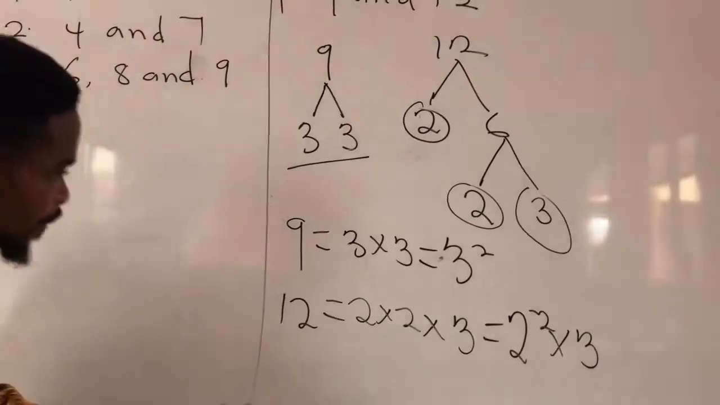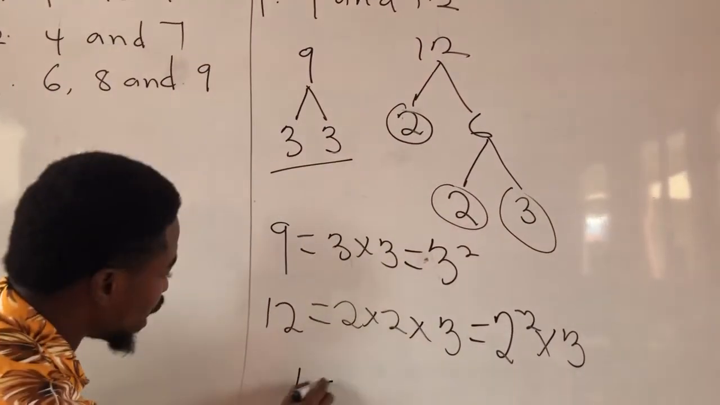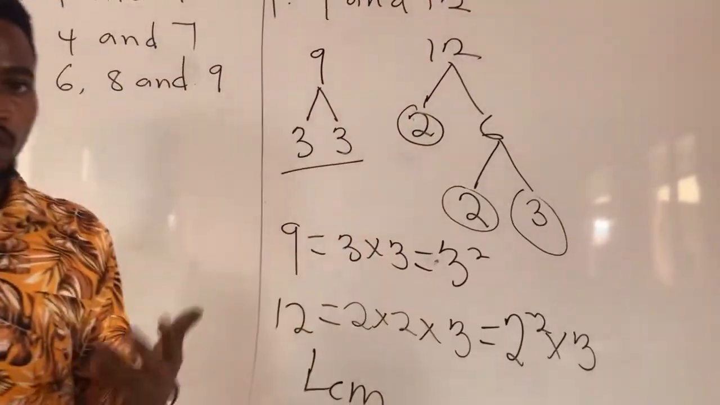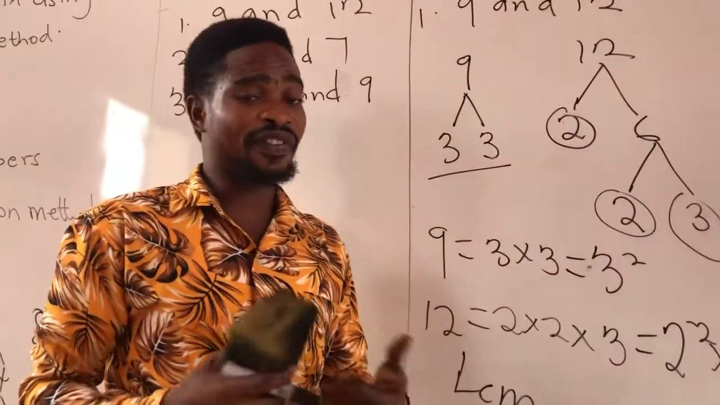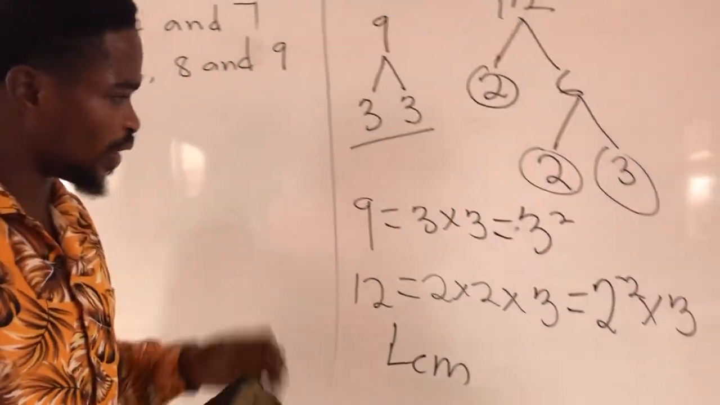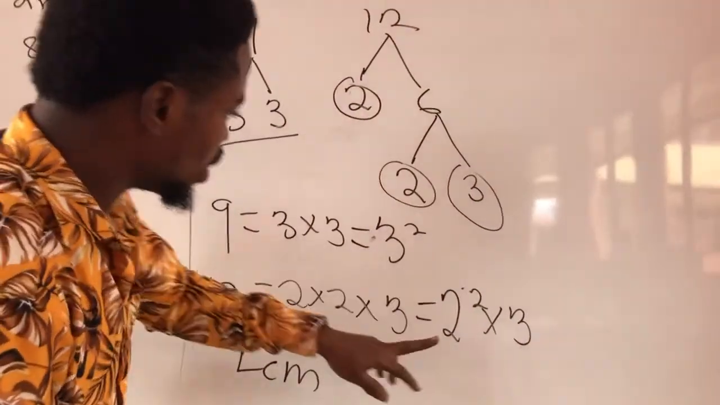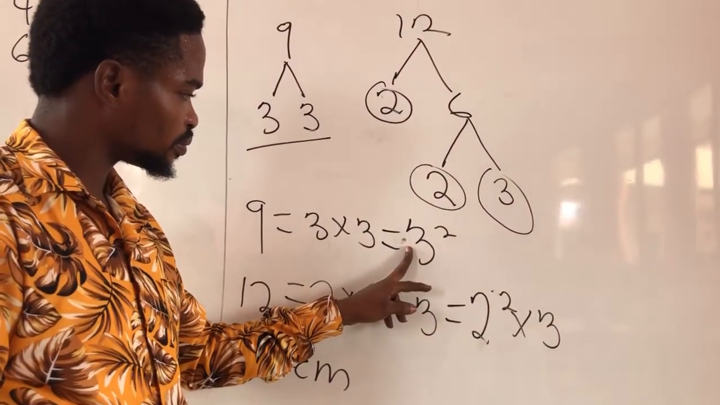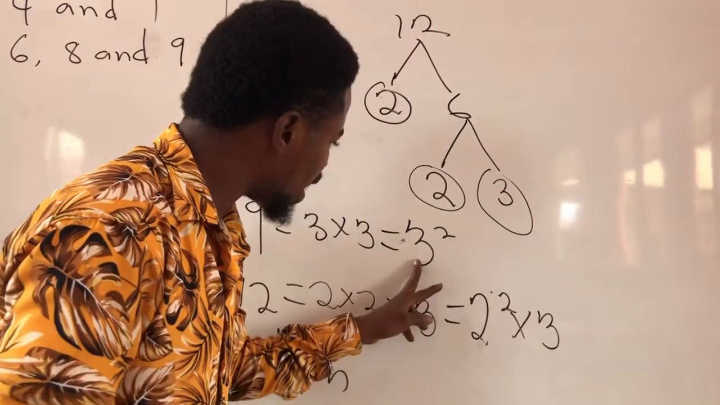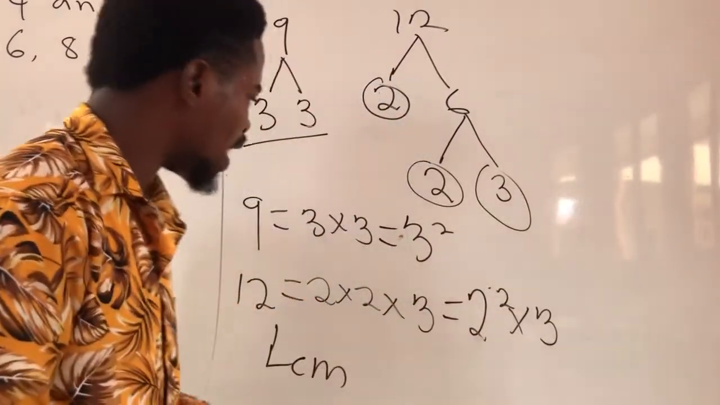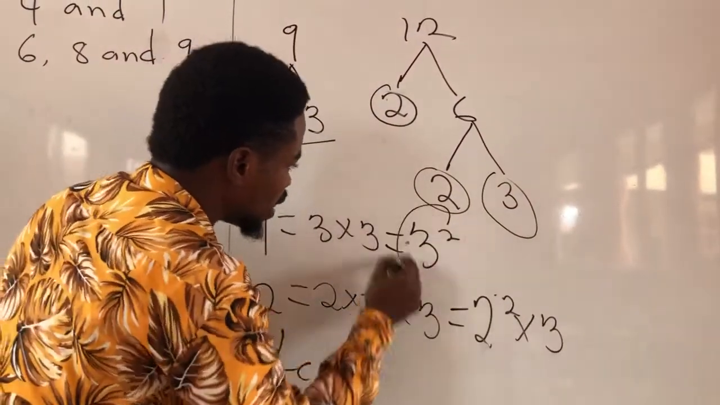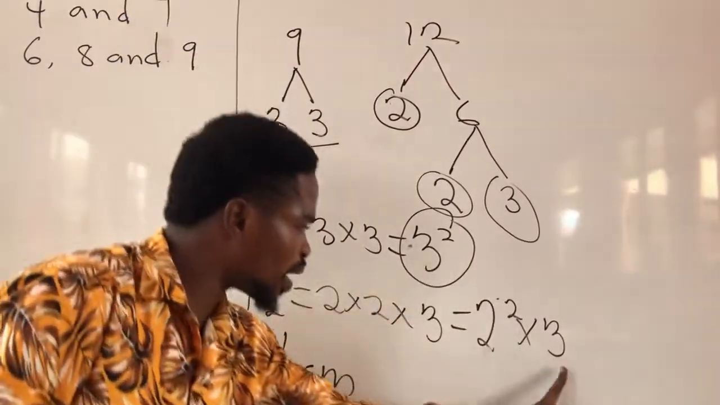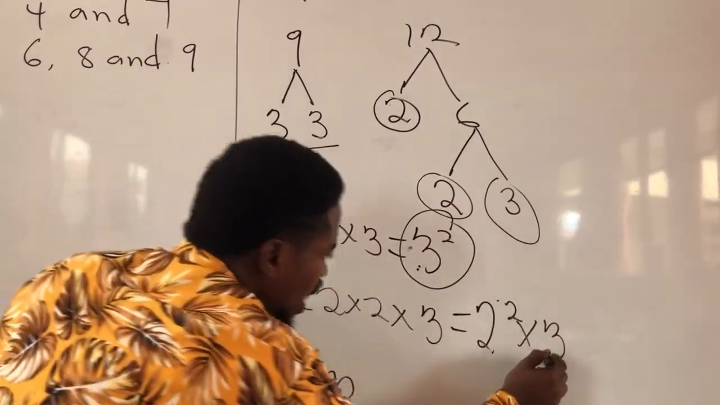This is it. Alright, so we come here. In LCM, we look for the highest common factors and other factors. 2 is here. 2 is not here. 3 is here. And 3 is here. So which one is the highest? This one is the highest, because this is 3 raised to the power 2. This one is only 3. So we take this one and leave this one.